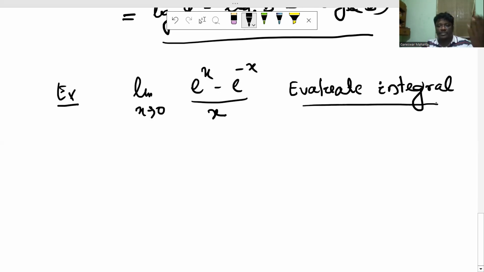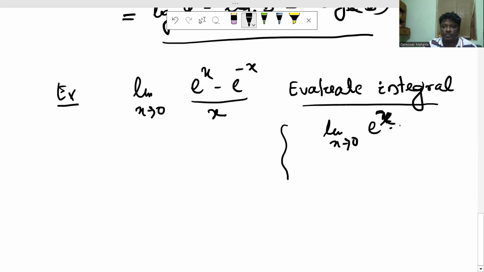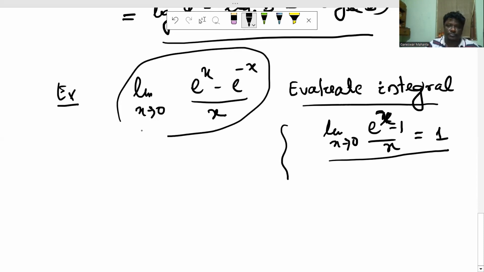We need to evaluate this integral. Just look at this formula also: limit x tends to 0, (e to the power x minus 1) by x is equal to 1. This is the formula we have to look out for. So first of all, you convert this one into the form of the formula.